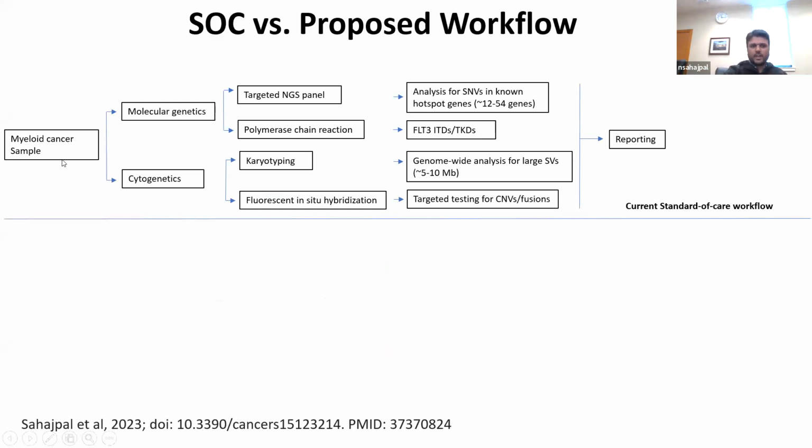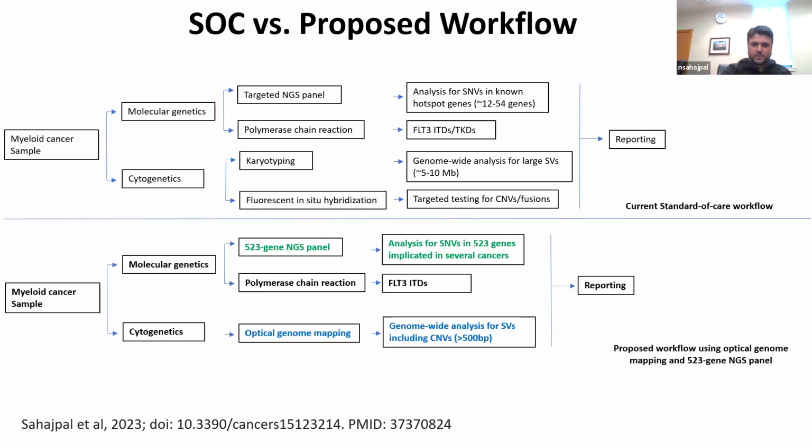So what we have been traditionally doing with myeloid cancer samples is that we divide the sample into two parts. One goes into the molecular lab, one comes into the cyto lab. In the molecular lab, we do targeted NGS panels, which range from 12 to 54, or some institutions use 80 gene panels. We use PCR to capture FLT3 ITDs, TKDs. And in the cyto lab, we use karyotyping and FISH, and both the molecular and the cyto report are reported out separately.